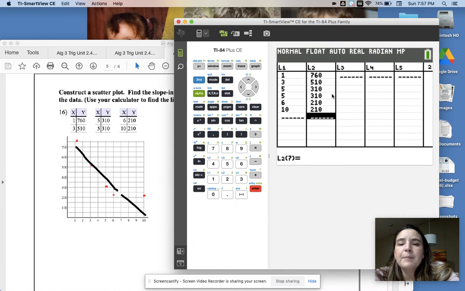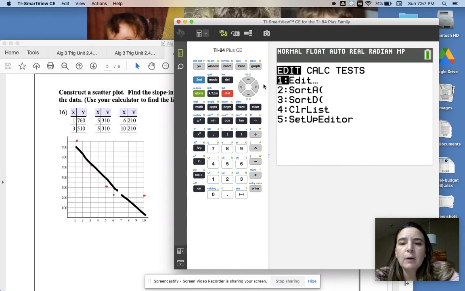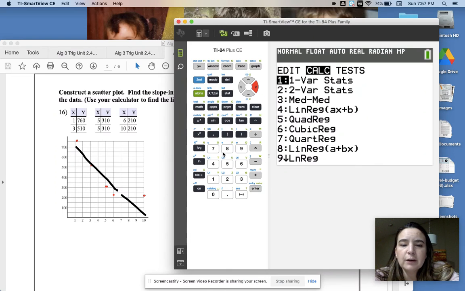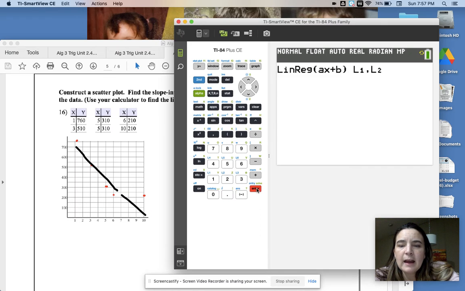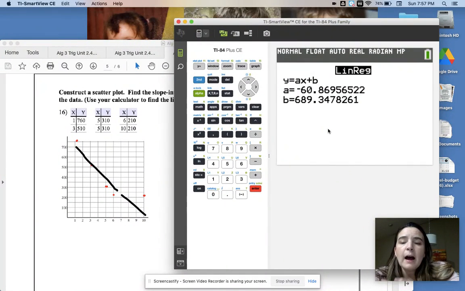Okay. So once I do that, if all I care about is getting the equation, the next thing I'm going to do is hit stat. I'm going to arrow over to calc. I'm going to go to linear regression, which is number 4. I'm going to enter through this menu, and I'm going to get this. So I would write y equals negative 60.9x plus 689.3. I told you, round with your heart.